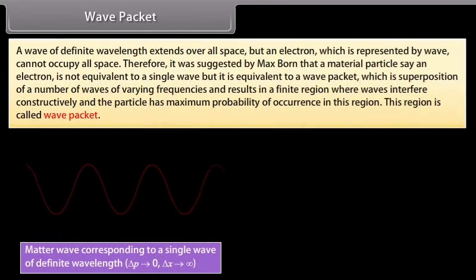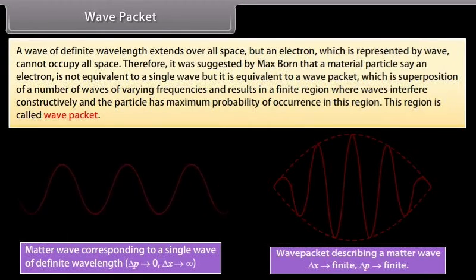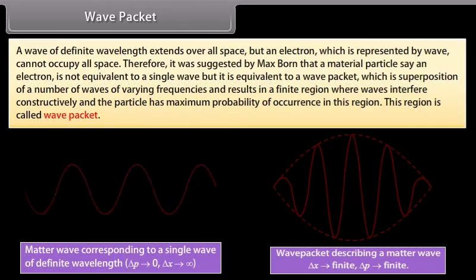A wave of definite wavelength extends over all space, but an electron, which is represented by a wave, cannot occupy all space. Therefore, it was suggested by Max Born that a material particle, say an electron, is not equivalent to a single wave, but to a wave packet, which is a superposition of a number of waves of varying frequencies and results in a finite region where waves interfere constructively, and the particle has maximum probability of occurrence in this region. This region is called the wave packet.